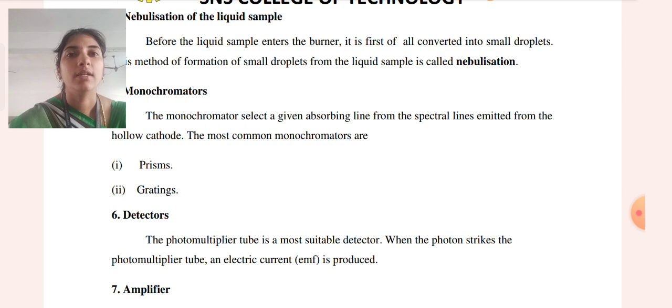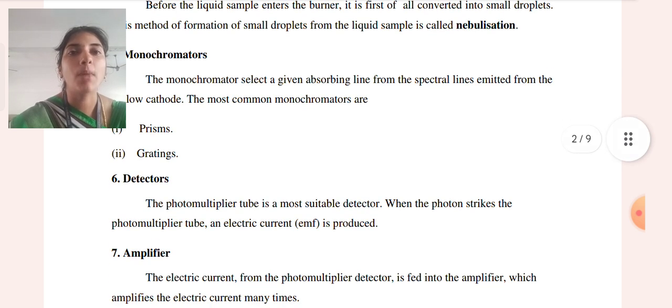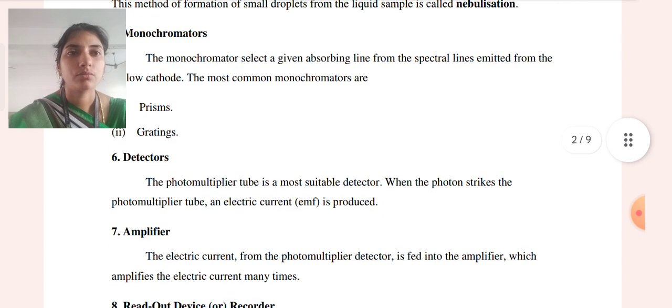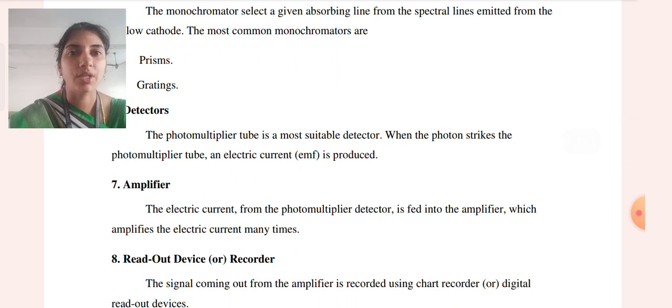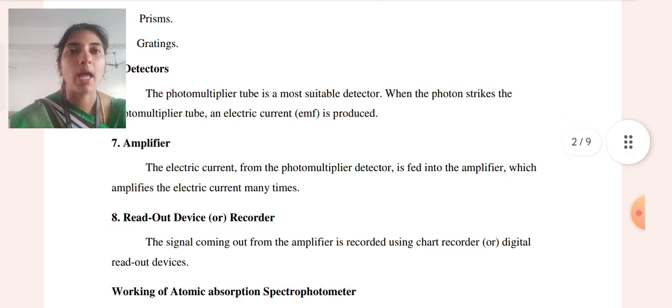Next is the detector. The photomultiplier tube is the most suitable detector. When a photon strikes the photomultiplier tube, an electric current is produced. And next one is the amplifier. The electric current from the photomultiplier detector is fed into the amplifier, which amplifies the electric current many times.